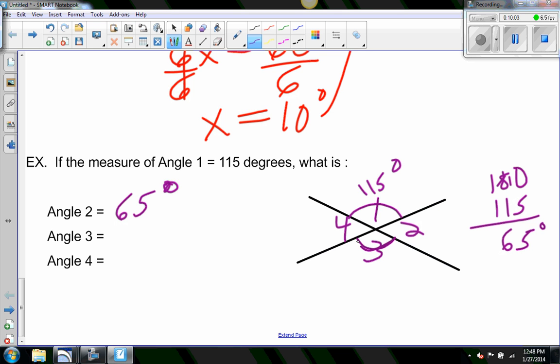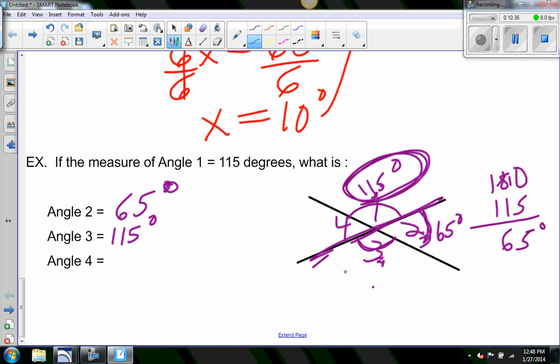Angle 3, okay? If I know this one, I should very easily know this one. It is vertical to it, right? It's across from it, and it's equal to it. How do I know it's equal to it? Because they share two lines. They're across from each other. So if this one is 115, that one is also 115. Another way to look at it is, now that you figured out what angle 2 is, we just said it's 65, correct? So if this one and this one together have to add up to 180, because they make a straight line, it has to be 115.